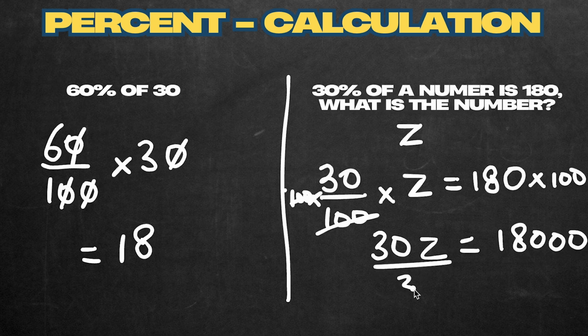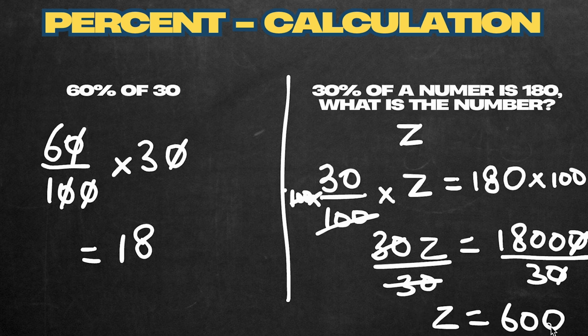Now I will divide both sides with 30. When I divide both sides with 30, this 30 will cancel the 30, 0 will cancel 0, and 1800 divided by 3 is 600. So Z is equal to 600. So the real value of Z was 600, out of which 30% was 180. A bit clear, right? I used the reduction method here. In the next step, I'm going to use the transfer method and show you how to do it.